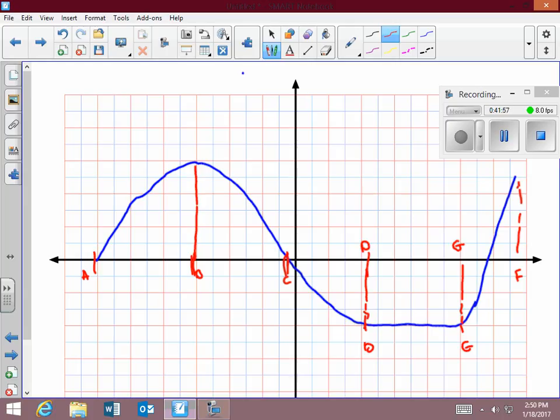Where is the local maximum value? B. This is a local maximum. Where would be a local minimum? D through G. Well, there's a whole bunch of them, isn't there? Anything D through E. Notice that if this is the end point, and if this is the beginning point of that blue line, there's no absolute maximum. I guess you'd say the absolute maximum would be this one, right? It's the highest point on the graph.